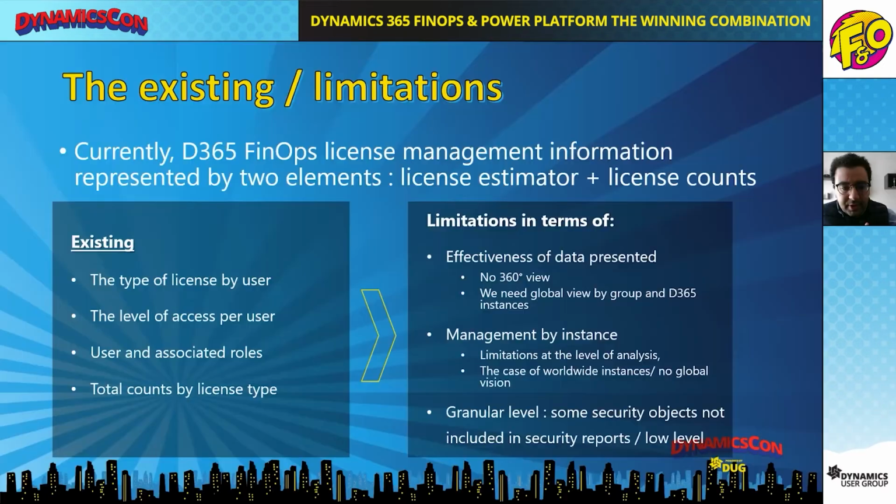Currently, Dynamics 365 license management information is represented by two elements. The standard offers two types of reports: user license estimator and user license count, which give us an idea of the type of license associated to each system user, the associated security role, and the total count grouped by license type. This can help us to analyze and have a global idea about license information, about users who have the highest security license type and which roles are impacting the license type.